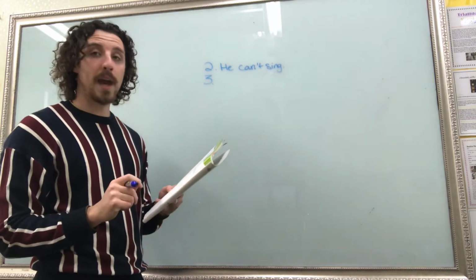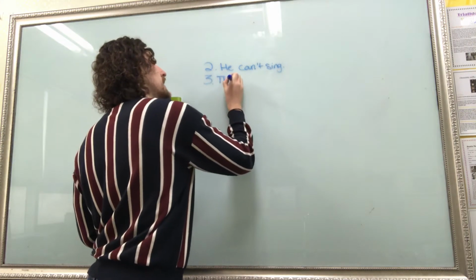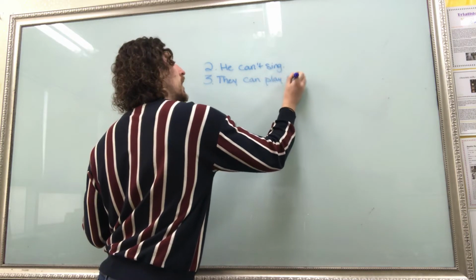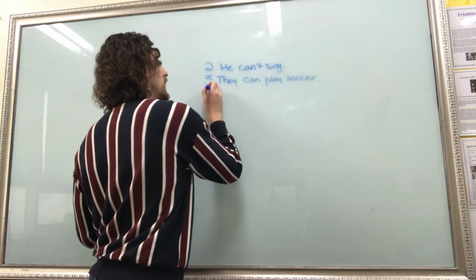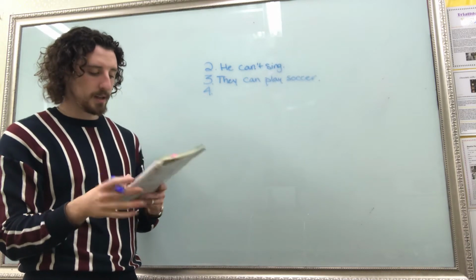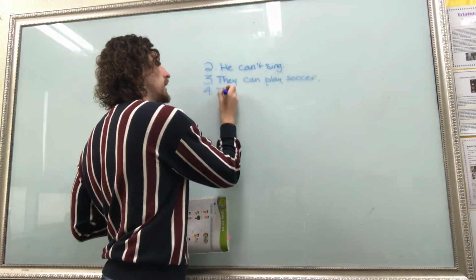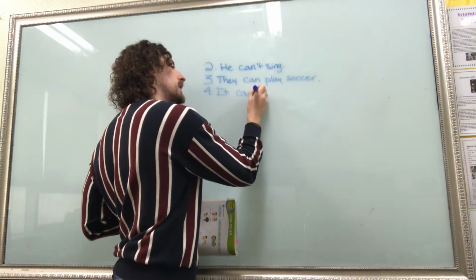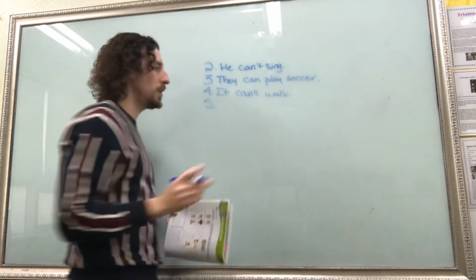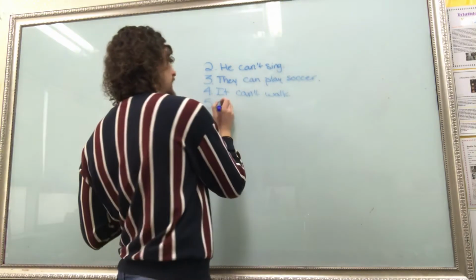The circle means you can. They can play soccer. Number 4. The X means no, so it can't. It can't walk. Number 5. The circle means can play the guitar.